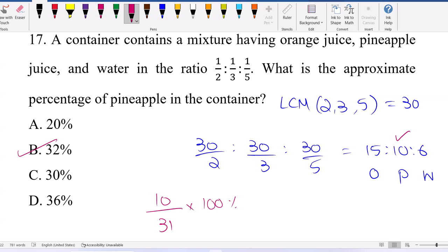Approximate percentage. 36 will give more. It's close to 30. How? 32 squared is 1024. If you remove 32, it's 992. 32 times 31 means 992. That's close to that. Instead of 1000, 31 into 32 will give 992.